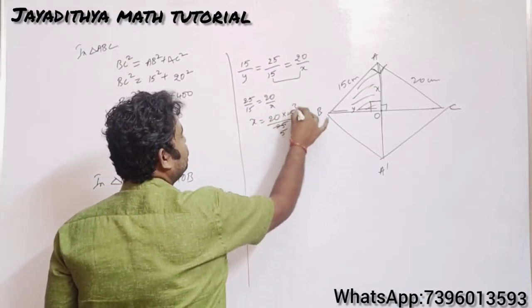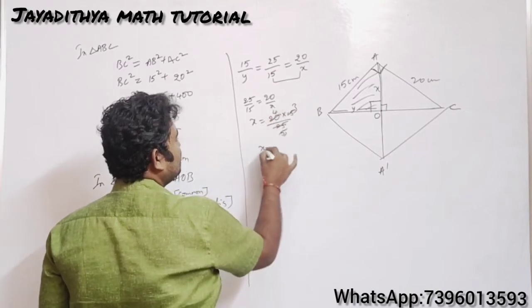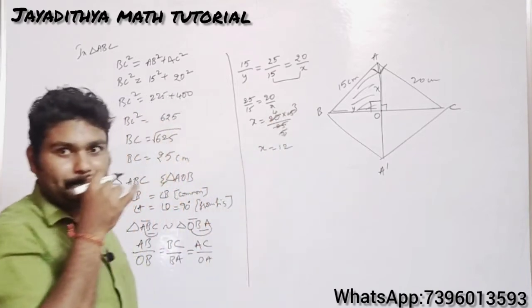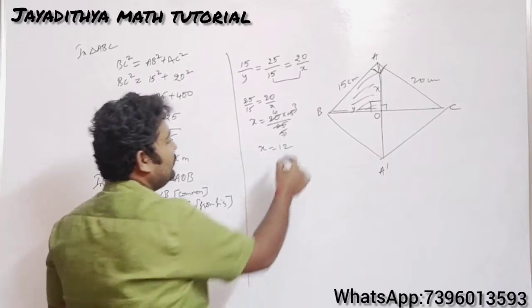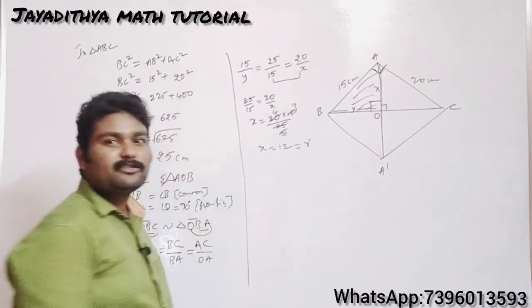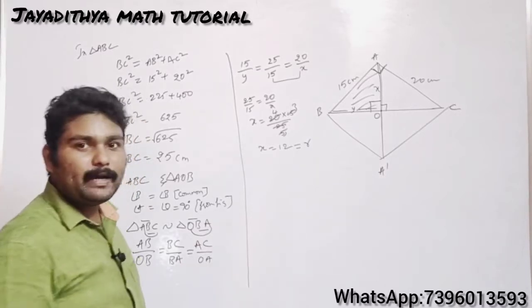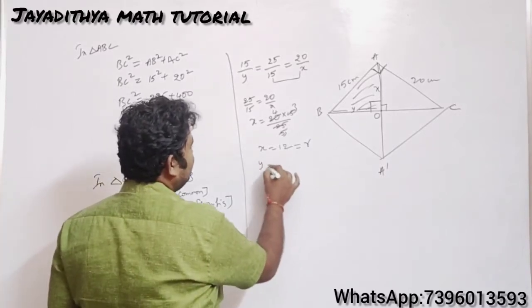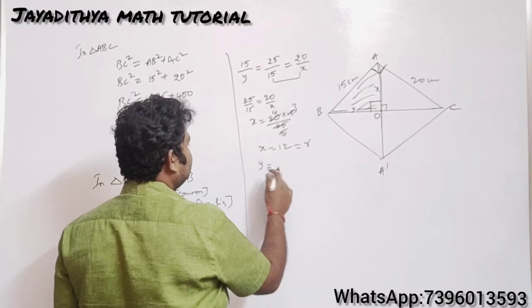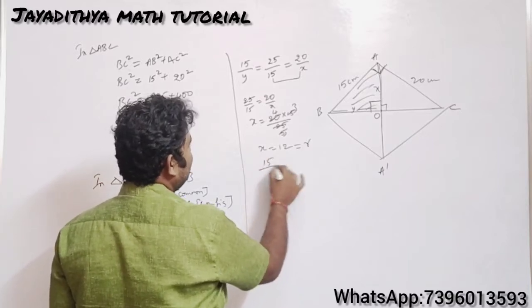So 5 5s are 25, 5 3s are 15, 5 1s are 5, 5 4s are 20. X is equals to how much? That is 12. X is equals to 12. So if you got X is equals to 12, that is nothing but radius of the cones, both the cones, radius of both the cones. And now you try to find the value of Y. So what is Y here?